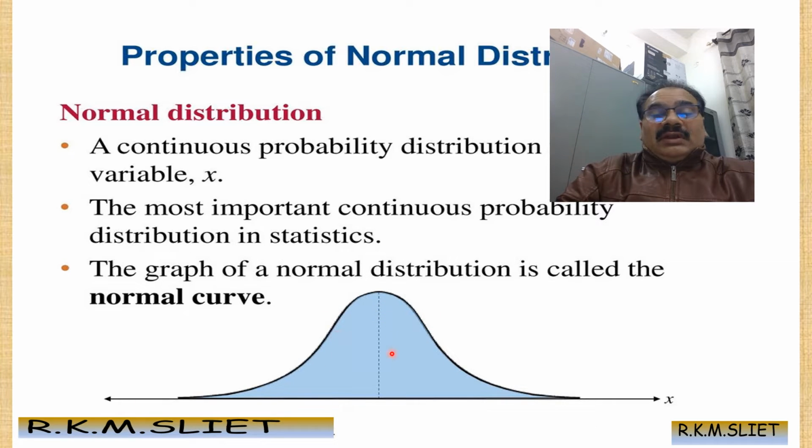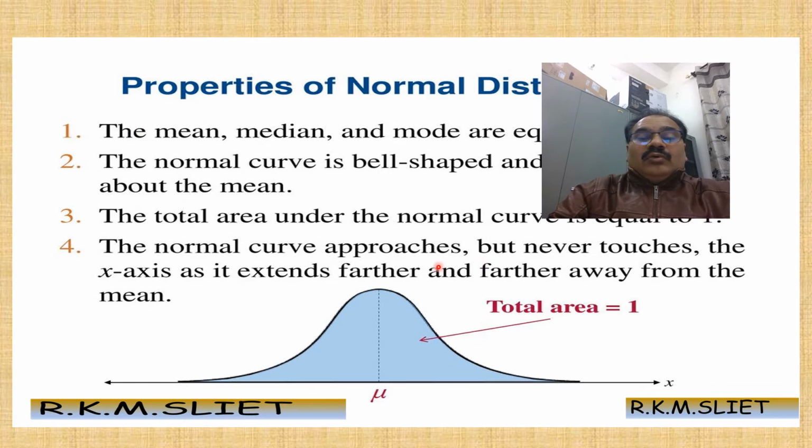This is symmetrical about the mean. The axis is the mean, so the mean is mu, and this is symmetrical about it. So the mean, median and mode are equal here in the case of the normal distribution. The normal curve is bell shaped, you can see very easily, and symmetrical about the mean. The total area under the normal curve is equal to 1. It means, because the division is at the mean, each side is half, so the total is 1.